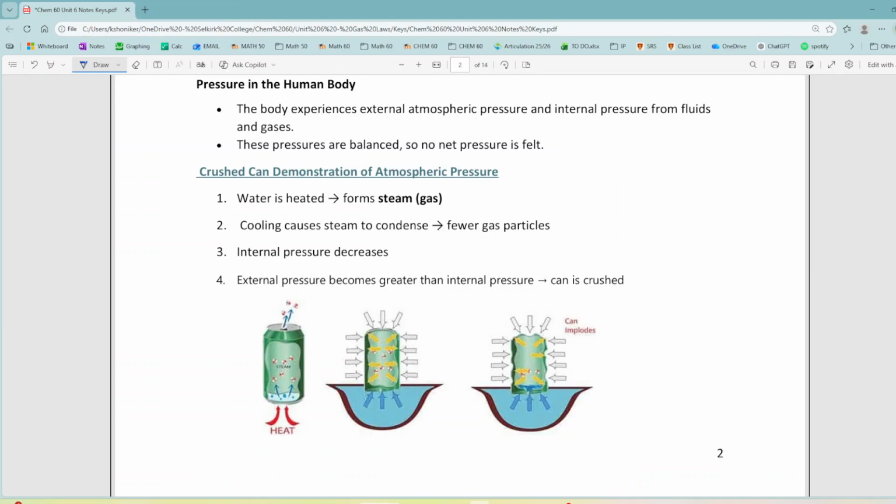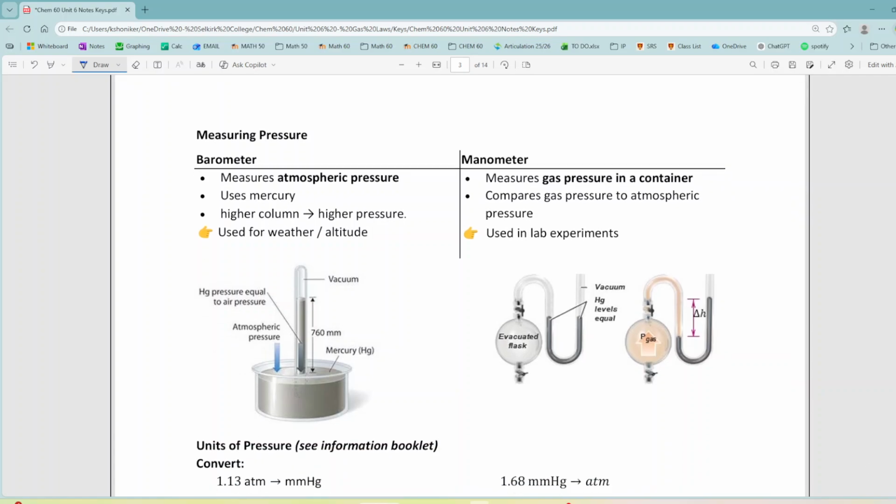I won't make you watch that twice. Okay, so the idea here is that water was heated and it formed a gas, right? Steam inside of the can. And then when you cooled it, that steam inside the can condensed, so there were fewer gas particles, and the internal pressure decreased. So then the external atmospheric pressure became greater than the internal pressure, and the can imploded, or was crushed. Awesome. Okay, so what do we need to know about pressure?